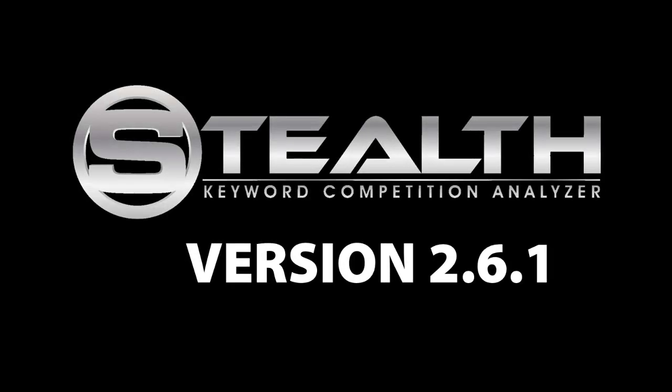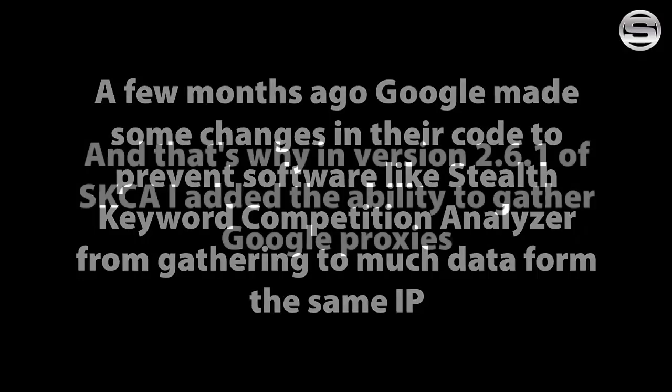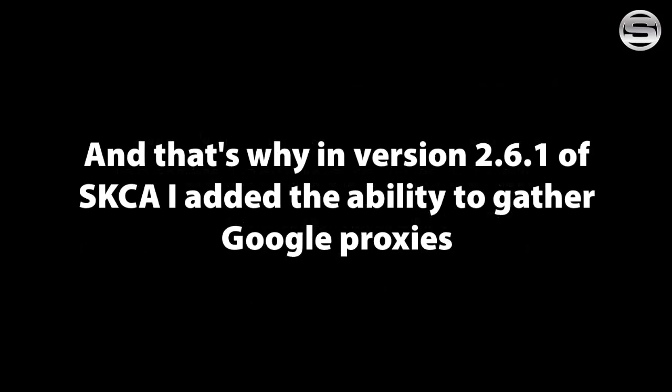Stealth Keyword Competition Analyzer version 2.6.1. A few months ago, Google made some changes in their code to prevent software like Stealth Keyword Competition Analyzer from gathering too much data from the same IP. And that's why, in version 2.6.1 of SKCA, I added the ability to gather Google proxies.